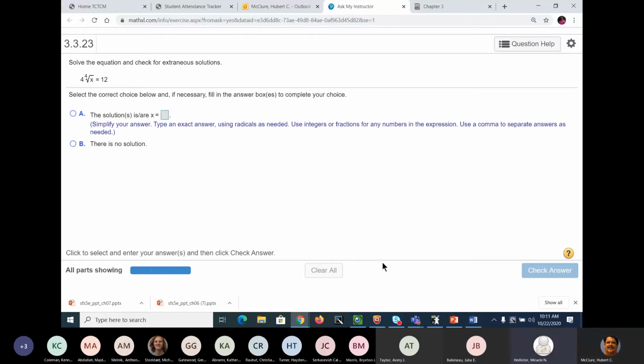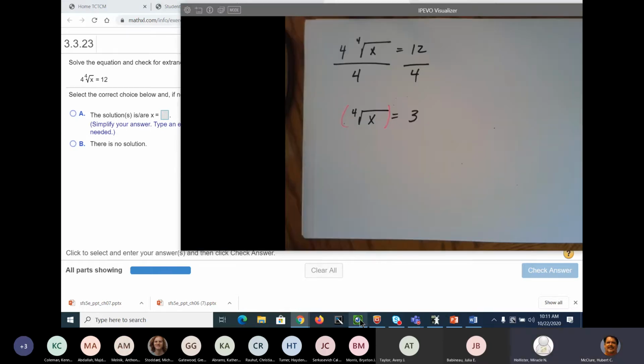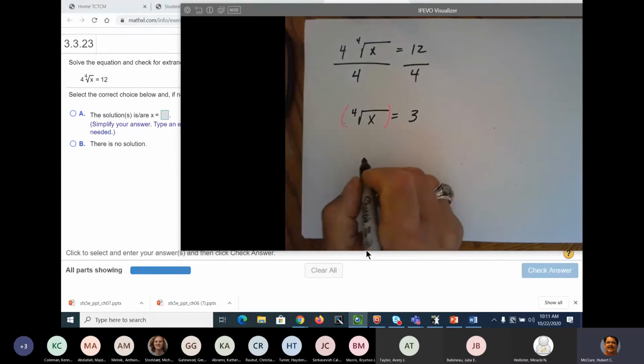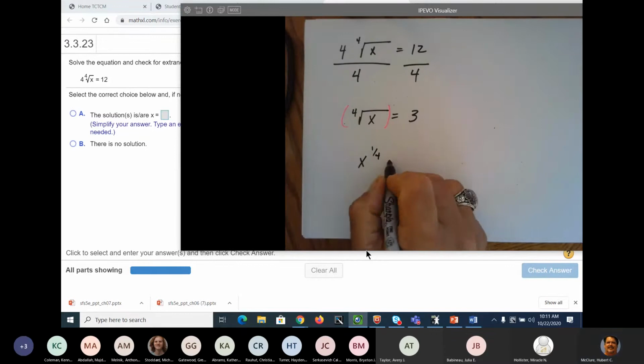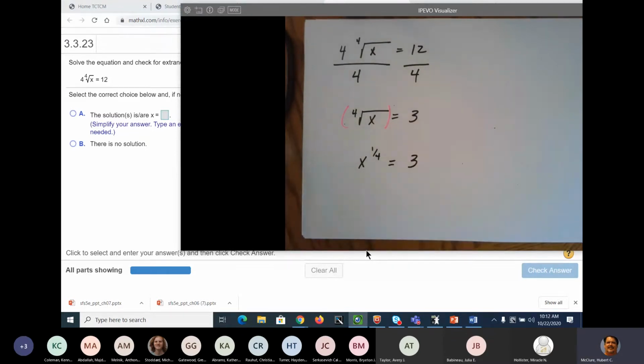Hubert, can you go to your paper? Sorry. How do I get rid of the fourth root? Or I can rewrite it. Hold on, let me rewrite it. X to the 1/4 is equal to 3. How can I get rid of raising to the 1/4 power? Divide it by 1/4? Not divide it, but how do you get rid of the square root?